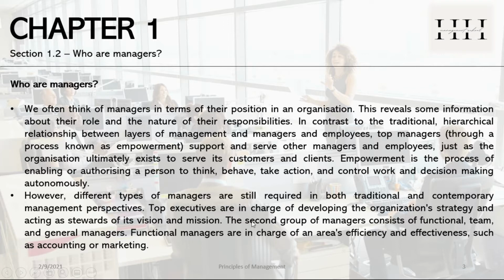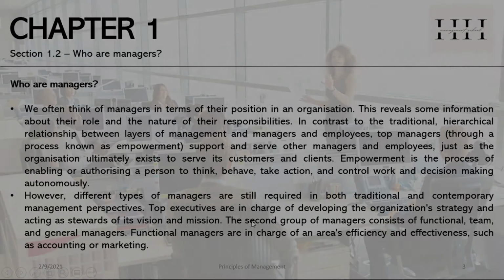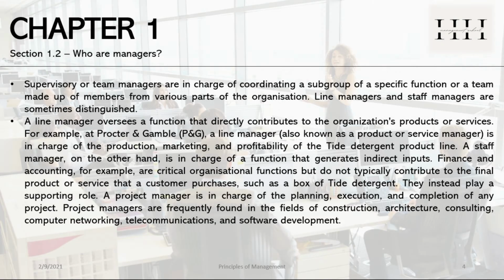Top executives are in charge of developing the organization's strategy and acting as stewards of its vision and mission. The second group of managers consists of functional, team, and general managers. Functional managers are in charge of an area's efficiency and effectiveness, such as accounting or marketing. Supervisory or team managers are in charge of coordinating a subgroup of a specific function, or a team made up of members from various parts of the organization.